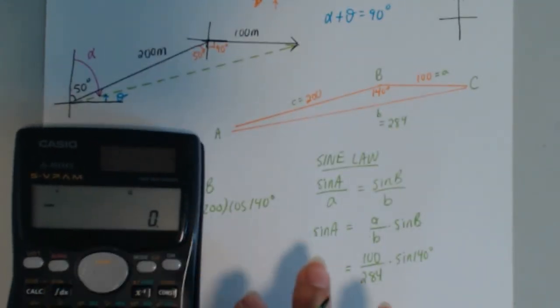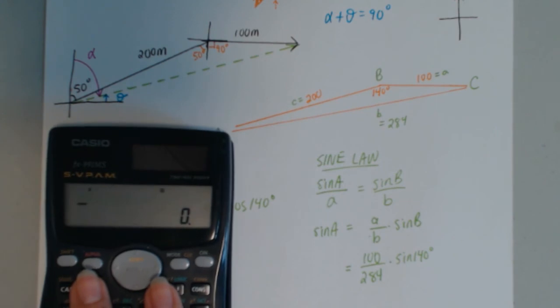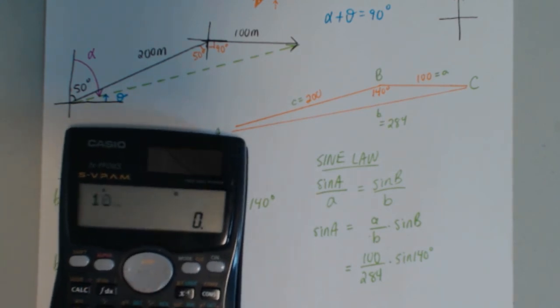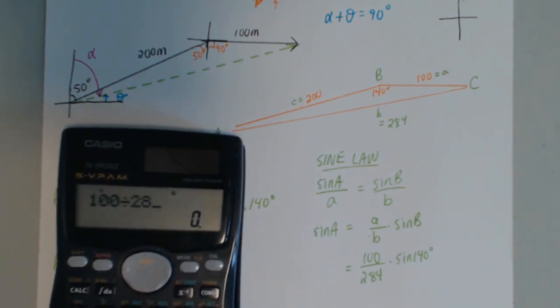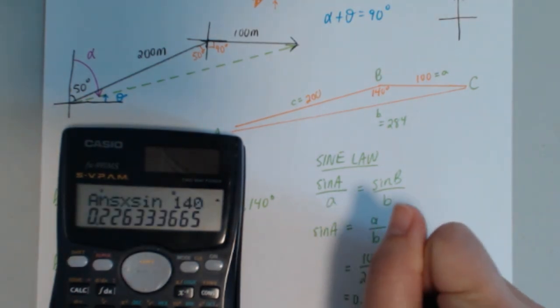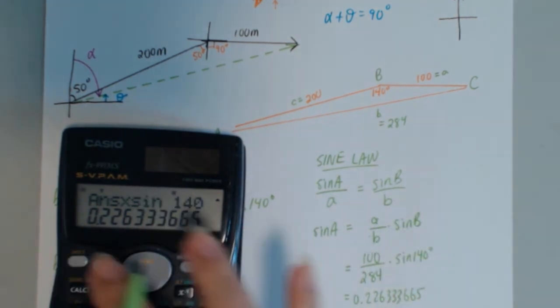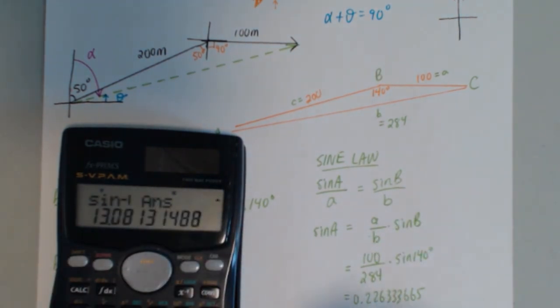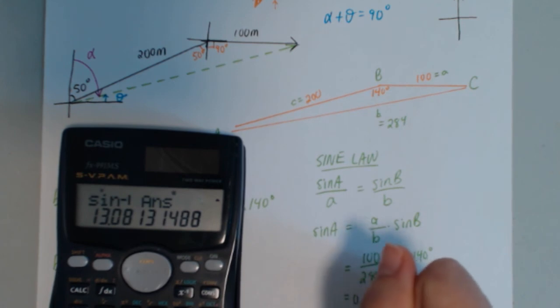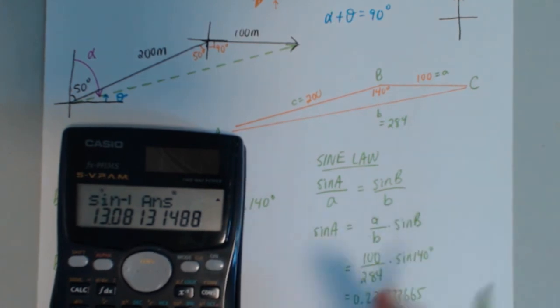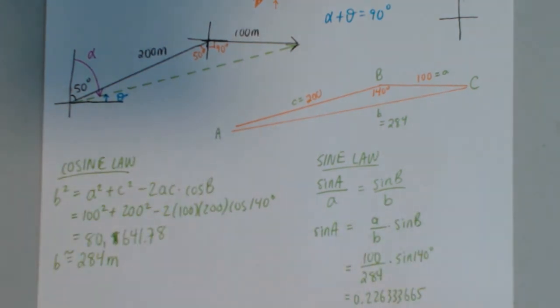Remember, this is equal to sine of the angle. Okay, so you're going to expect a really small decimal. So actually, yeah, let's do it like this. 100 divided by 284 times sine of 140 degrees. Okay, so that's 0.226333665. And I'm going to take the inverse sine of that. So then A is equal to about 13.1 degrees. You can even just call that 13 degrees if you want.